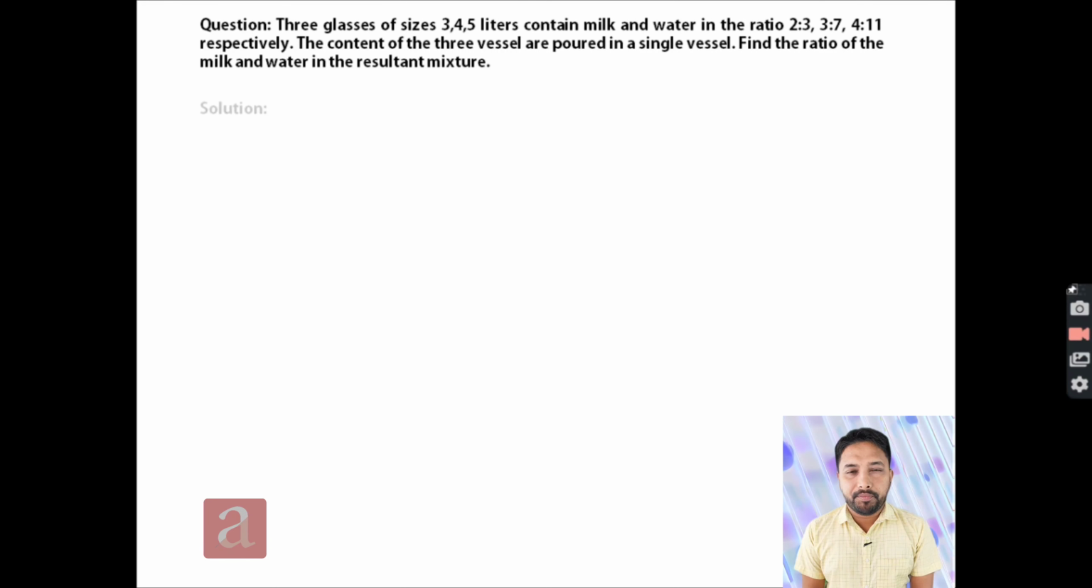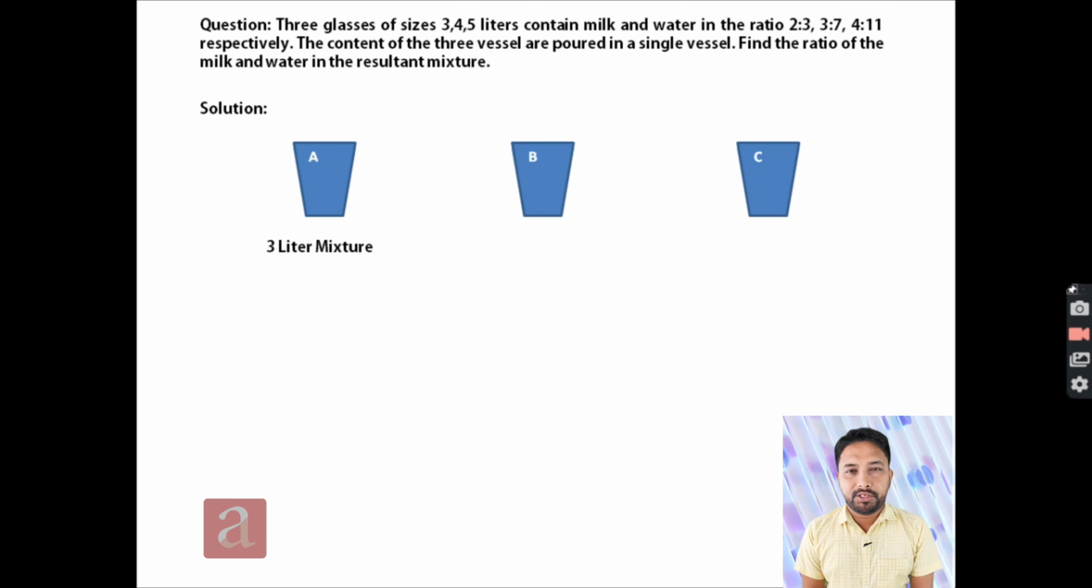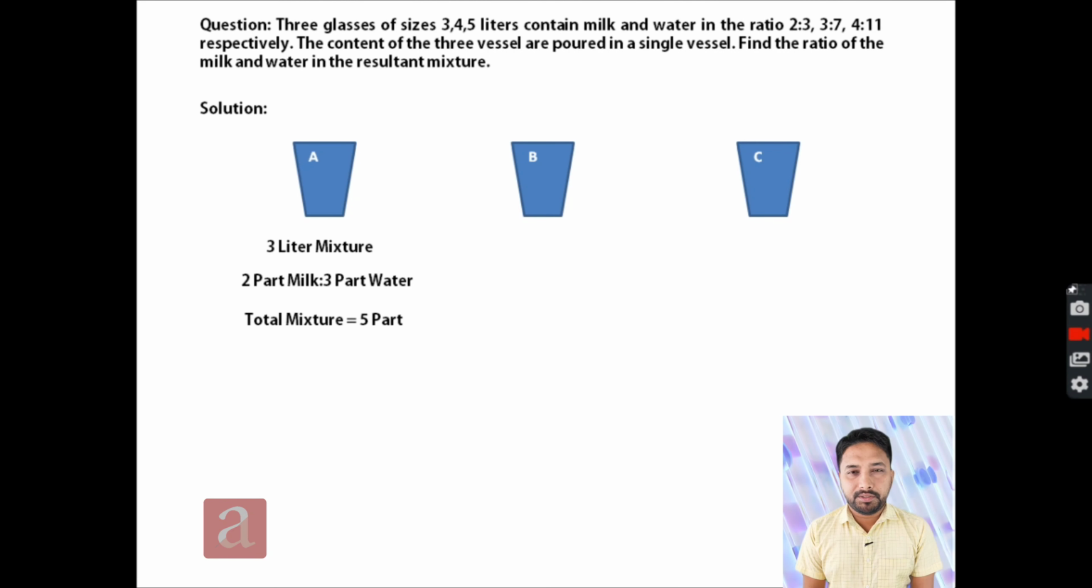So let us think in this way. Suppose the 3 vessels are A, B and C. In the first vessel A, the total amount of milk and water mixture is 3 liter, out of which 2 part is milk and 3 part is water. So the total number of parts of milk and water is 5 part.